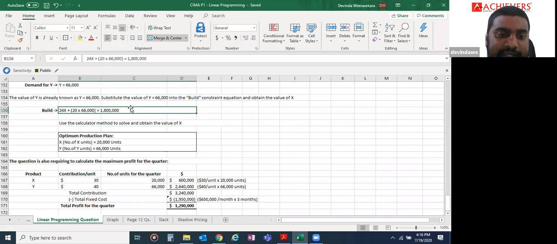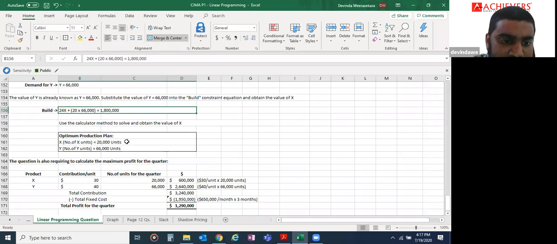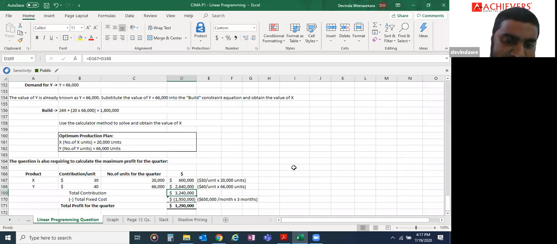So we need to understand, with 1.8 million minutes of build, how much contribution did I earn? I earned $3,240,000 of contribution. Yes, with 1.8 million minutes of build, I got an optimum production plan of 20,000 units of X and 66,000 units of Y. That's clear? And I got 600,000 contribution from X, 2.64 million contribution from Y. So the total contribution I earned with 1.8 million minutes of build is 3.24 million.